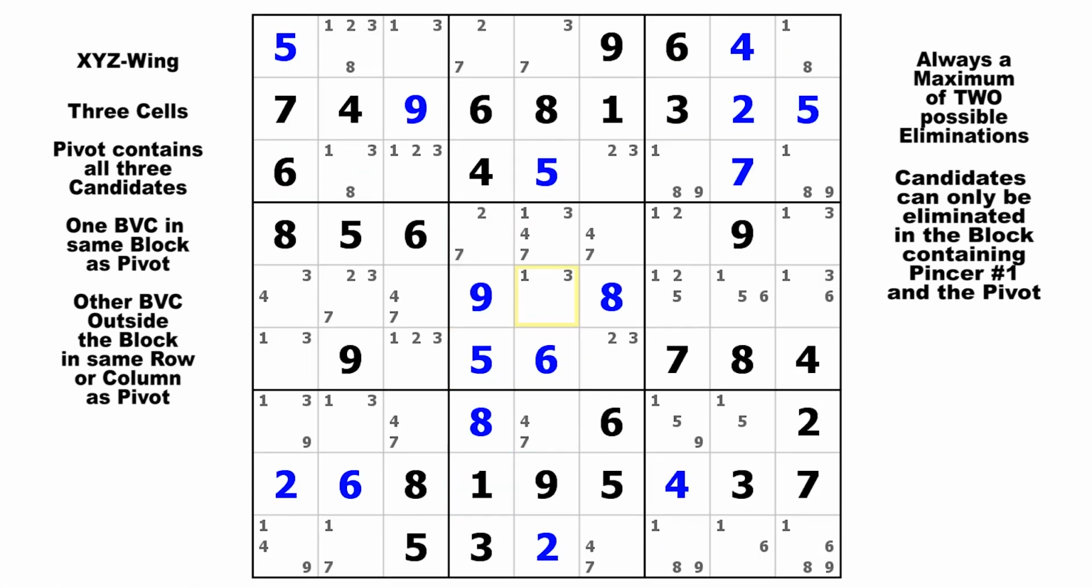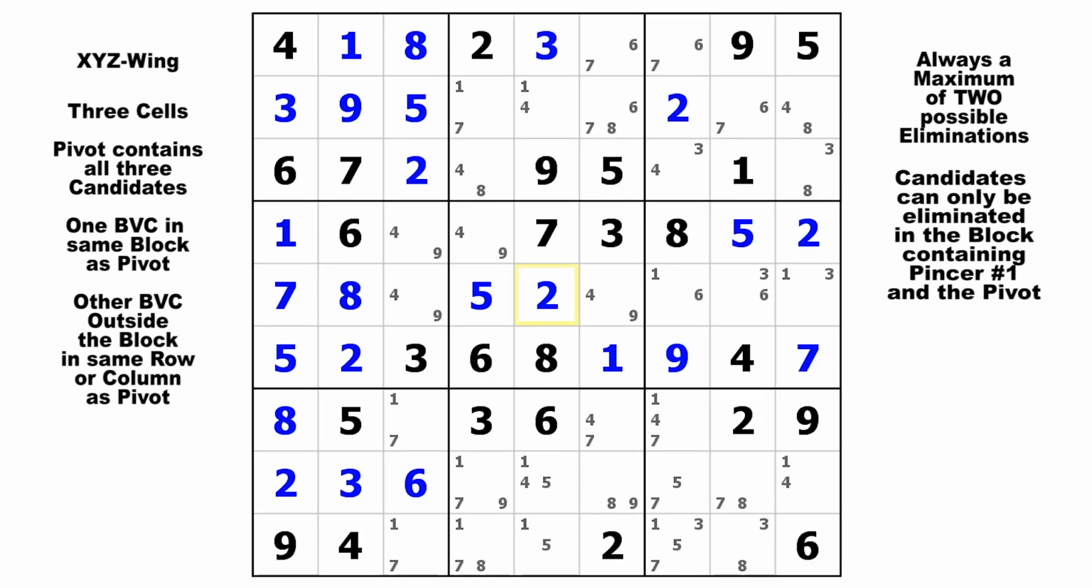Okay, next one. All right, here's our pincer number 1, our pivot, and our pincer number 2. And candidate 3 is our candidate C, so that means any candidate 3 that can see all 3 of those cells will be false, and here there's only 1, and it's right there. So you can eliminate that candidate 3. All right, next one.